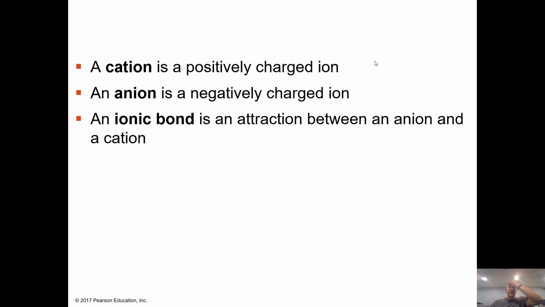So if you ever heard this term cation, that's a positively charged ion. The cat has a plus in the middle. Anion is a negatively charged ion. But then when you get these two, like a cation and an anion, when they're sticking together, it's called an ionic bond. Well, how do they stick together?